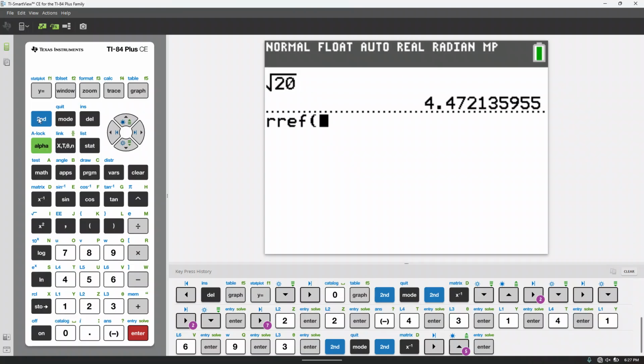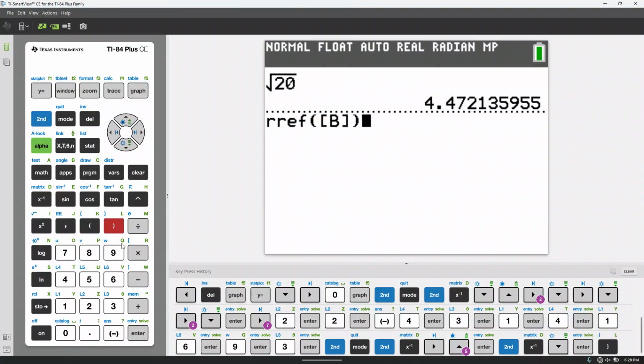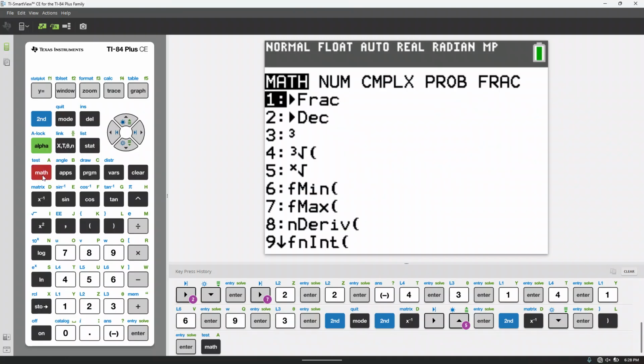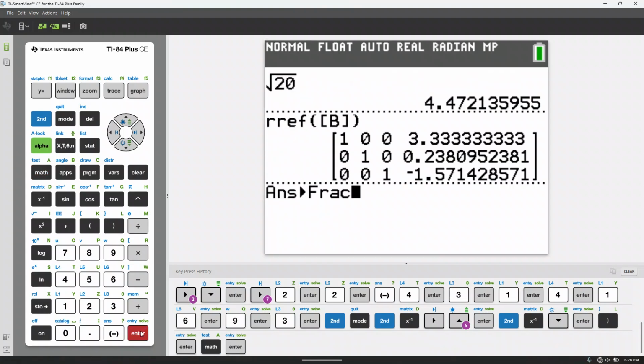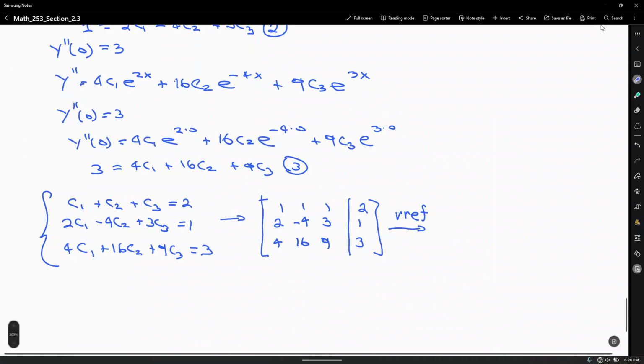I'm going to get back to the menu, second matrix, and I'm going to choose the matrix I want to reduce, which is the 3 by 4 that already has the data stored. Click enter, close parentheses, and you guys don't want to submit this as your final answer. Make sure to frac. Go to math, and the first option, which is frac, click enter again, and voila. All right. Let's go back to the notes.